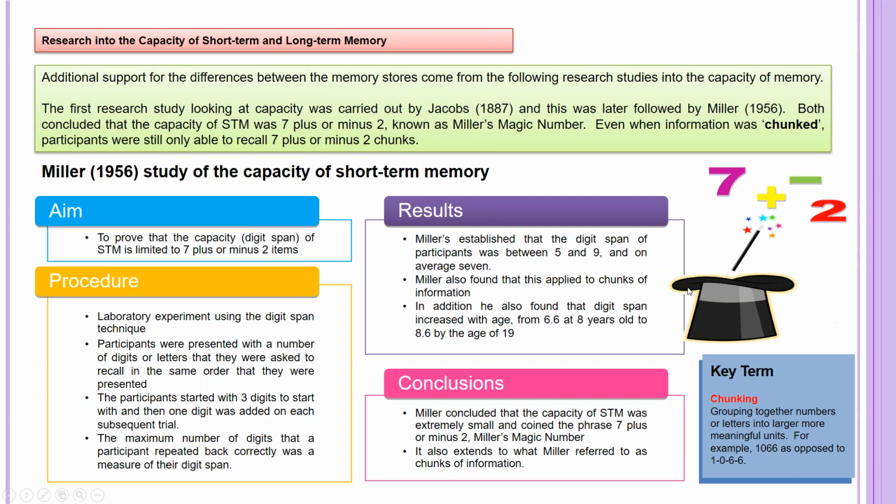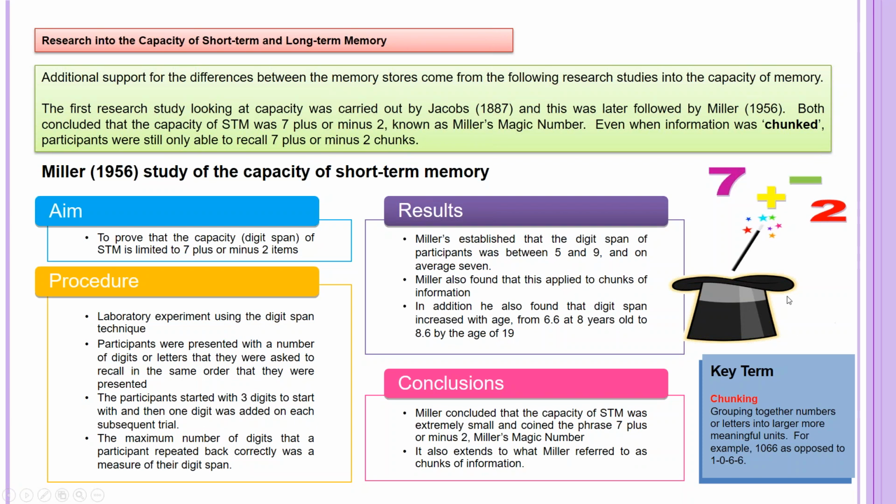Aim: to prove the capacity digit span of short-term memory is limited to 7 plus or minus 2 items. The procedures: Miller used a lab experiment using the digit span technique. Participants were presented with a number of digits or letters that they were asked to recall in the same order that they were presented. The participants started with 3 digits, and then 1 digit was added on each subsequent trial. The maximum number of digits that a participant repeated correctly was the measure of their digit span.